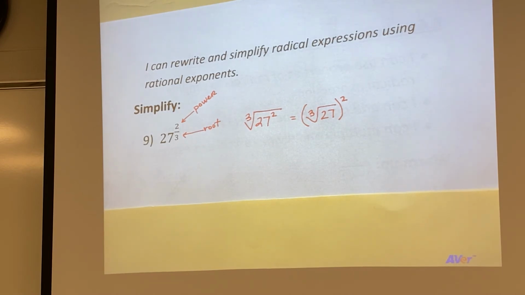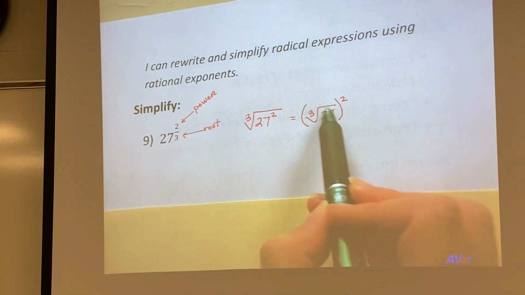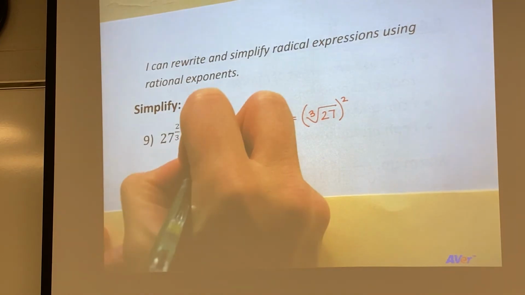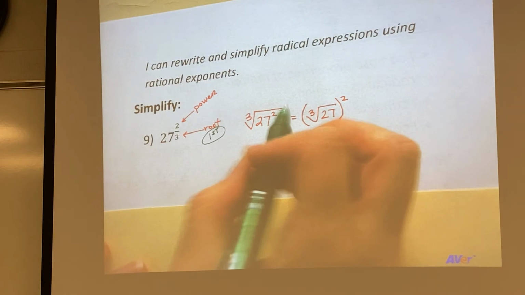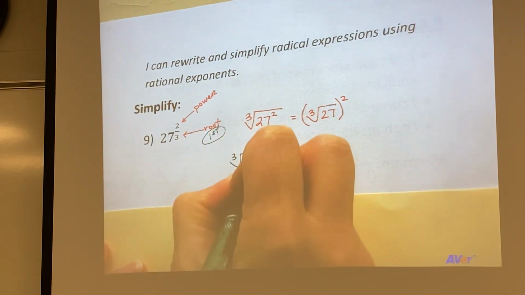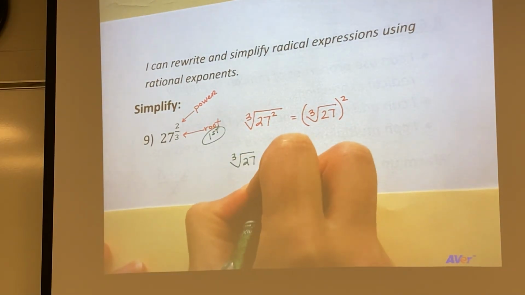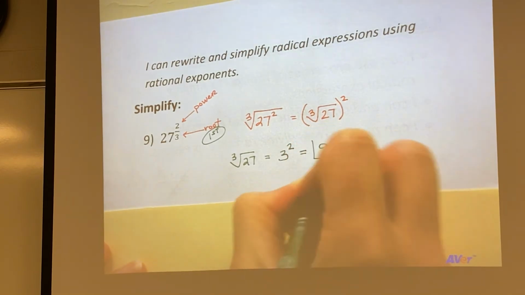I believe that it's always easier to make your number smaller before you make it bigger. Because I don't know what 27 squared is, but I do know what the cube root of 27 is. So I'm going to do the root first. So when I'm solving these, I always do the root first. So cube root of 27, I'm going to do that first, the 3, which is 3. And then I'm going to square that answer. So my final answer is 9.